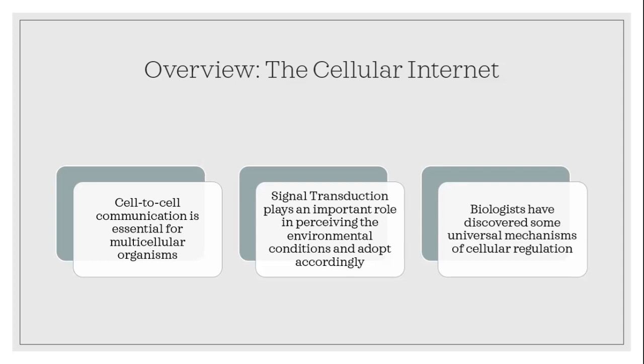We are going to talk about signal transduction in plants. So we are going to slightly focus on signal transduction in plants. Although a lot of information is available about signal transduction in animals, very scarce or limited information is available about signal transduction in plants. The reason is very obvious. Plants don't have a nervous system.